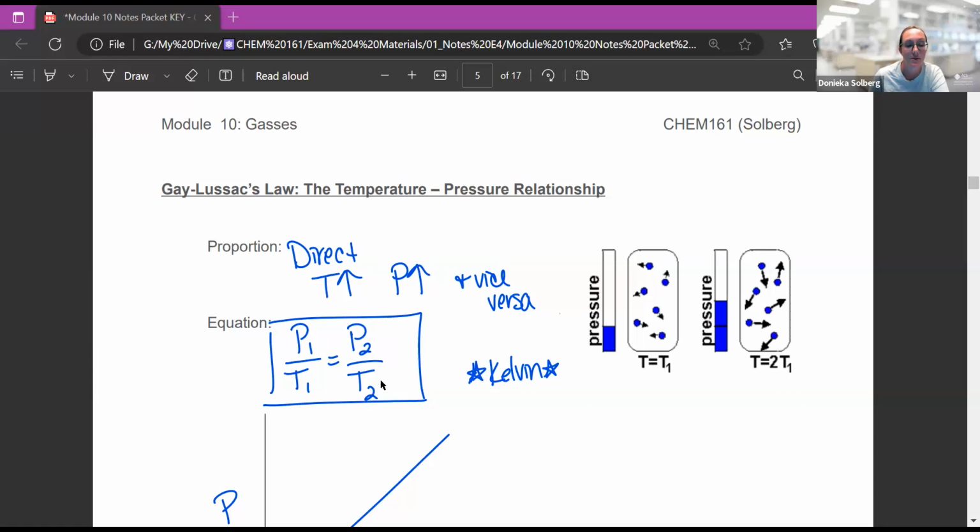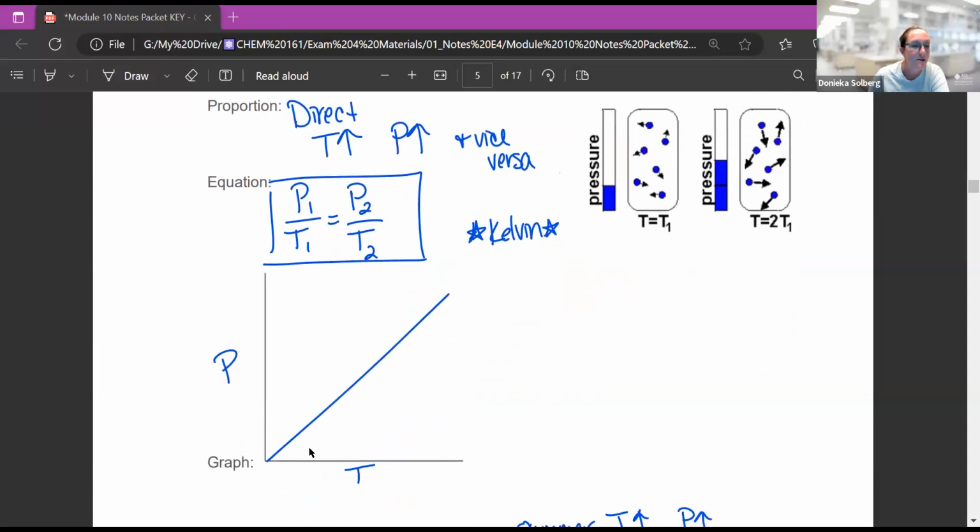So the equation looks very similar to what it did for Charles' law. It's pressure 1 over temperature 1 equals pressure 2 over temperature 2. P1 over T1 equals P2 over T2. Again, you have to be in Kelvin or you will get the incorrect answers. You get a nice pretty graph like this for our direct relationship: as temperature increases, pressure increases.